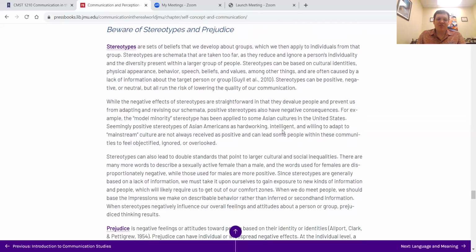So stereotypes are sets of beliefs we develop about groups, and then we apply to individuals from that group. Stereotypes are schemata that are taken too far, as they reduce and ignore a person's individuality and the diversity present within the larger group of people.